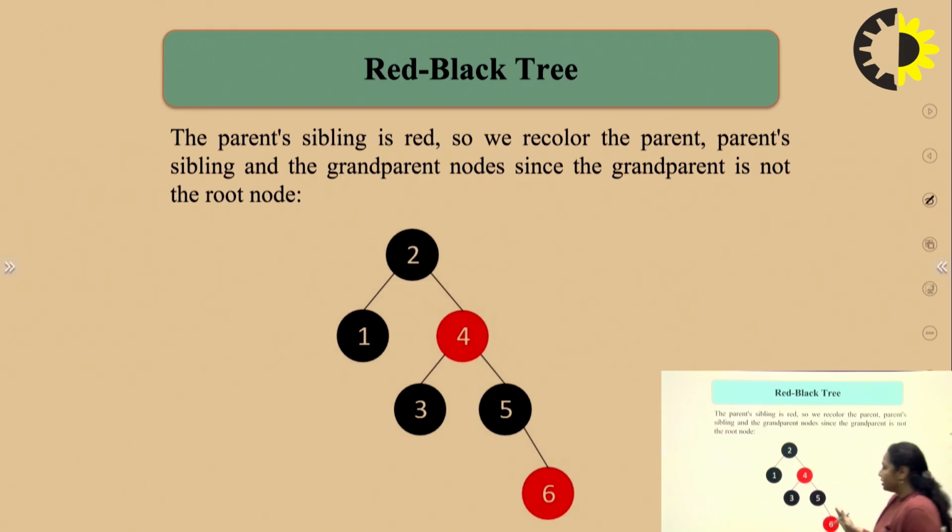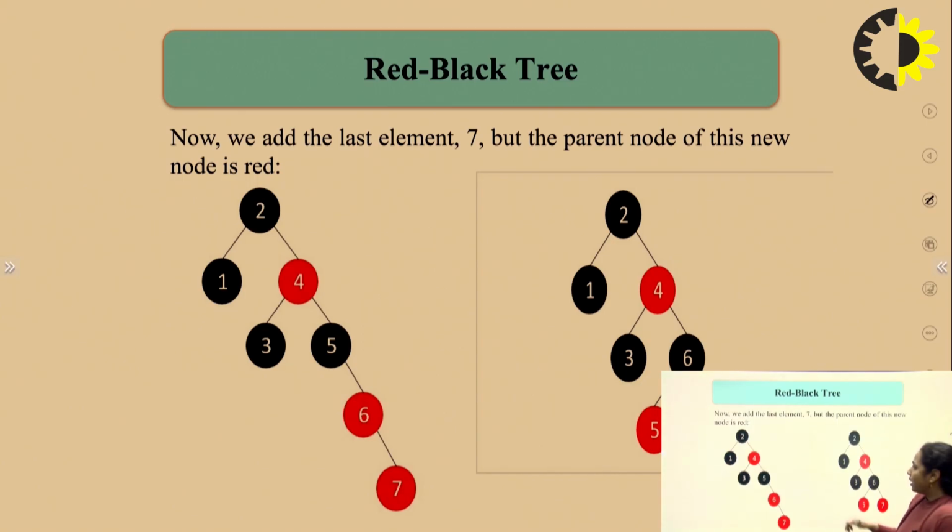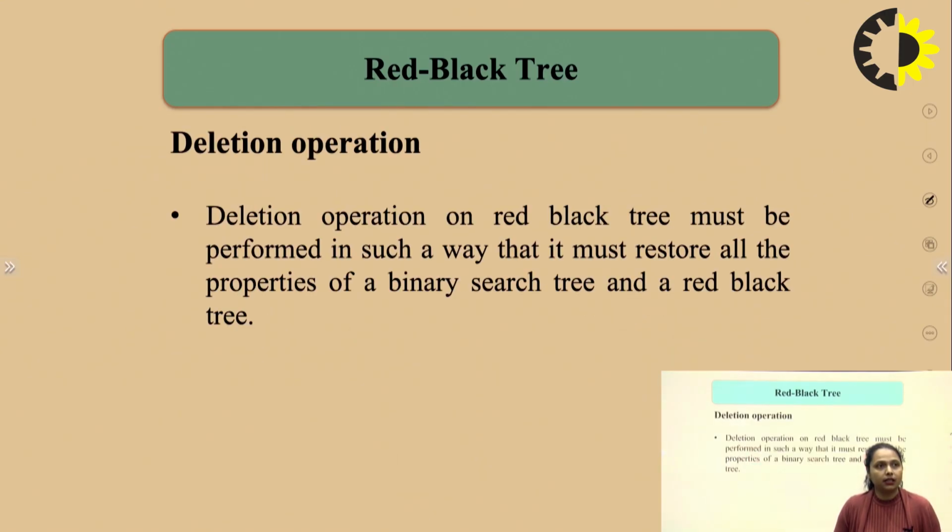Next we have to insert 7, which will be inserted to the right of 6. So after inserting 7, again we require rotation because the sibling of 6's parent is black in color. So when the parent's sibling is black, we need to rotate the tree. So we will get this final tree as the answer. I hope the insertion concept is clear.